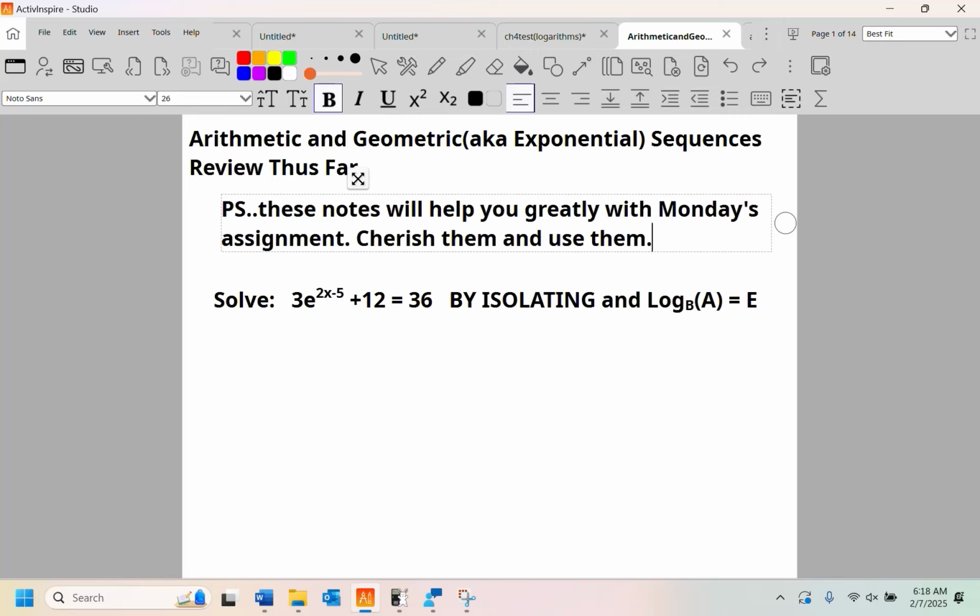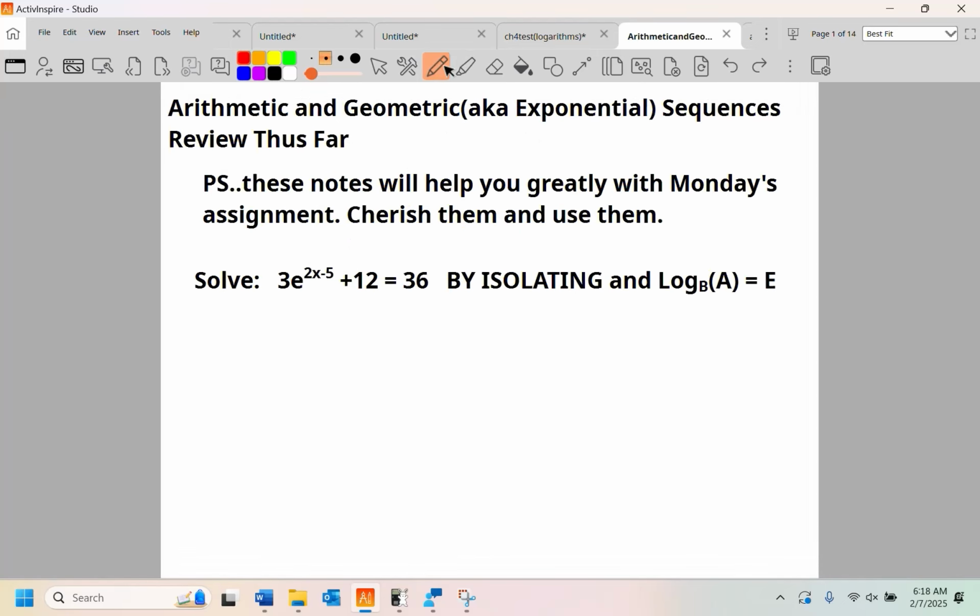All right, so we got ourselves a set of notes here to help you with Monday's assignment. Got some logarithms on there because a couple of you guys still haven't quite figured out logarithms, nor have you kind of figured out basic algebra. Isolating is what we do. We always isolate. We do easy things first. 36 minus 12 is 24. Of course, that's some of the issues.